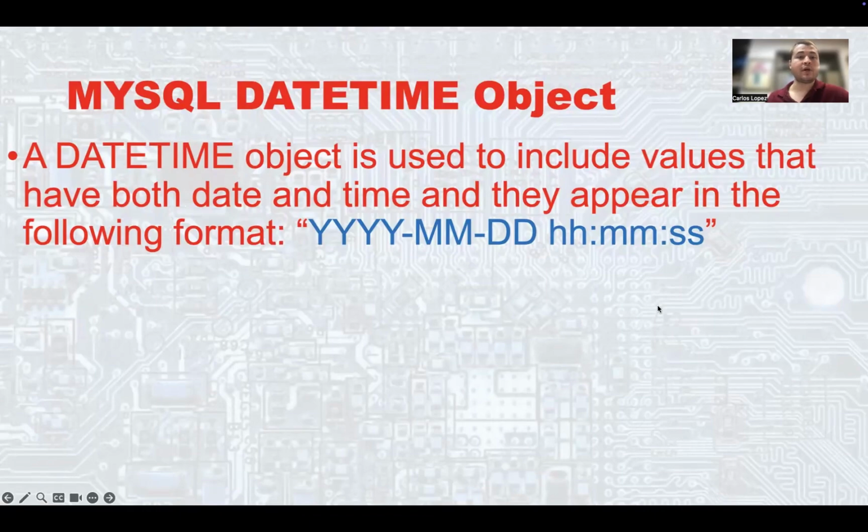Okay, so moving on to adding the datetime. So a datetime object is used to include values that have both the date and time, because we want to be a little bit more precise about when the posting was scraped, right? So here you have the year, month, day, hour, minutes, and seconds, okay? So in that specific format.